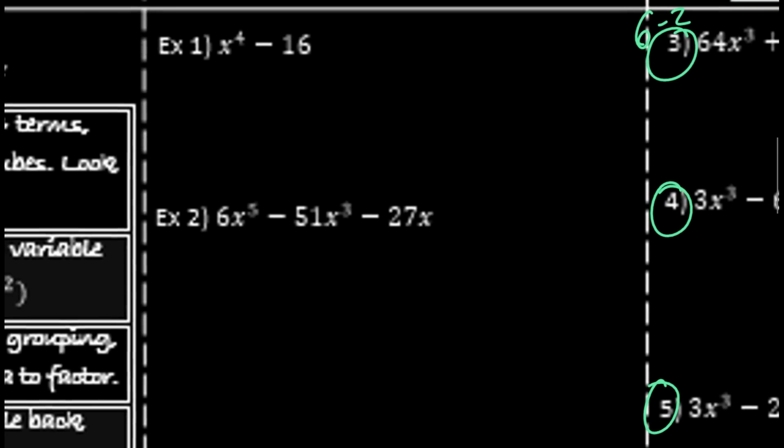Looking at x to the 4th minus 16, what is special about this polynomial? Both of the terms are what? Even. They're perfect squares. And what is between the two terms? A negative. What can I use on 2 perfect squares subtracted from each other? Difference of squares.